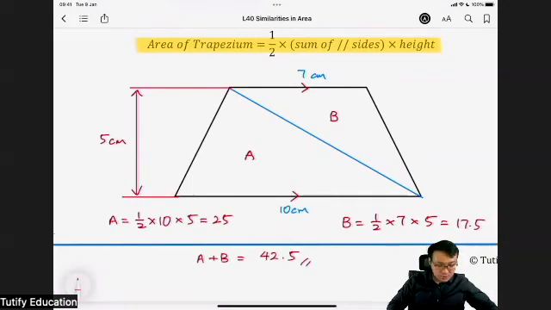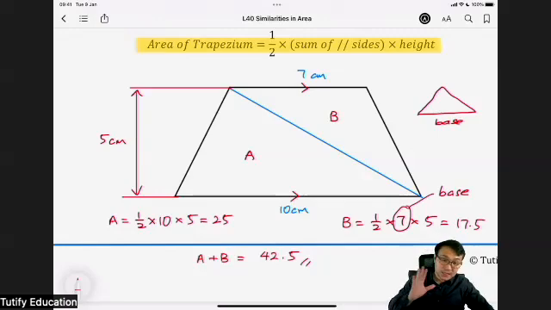I have one more question for you. You took half times 7 times 5. That means the base is 7, right? But when you talk about the base, must the base be at the bottom? Must the base be always at the bottom? No, very good. Students, sometimes the triangle can be upside down. Sometimes the base can be on top. As long as the height is 90 degrees to the base, then you can find the area. The base does not always have to be at the bottom. It can be anywhere. Okay?